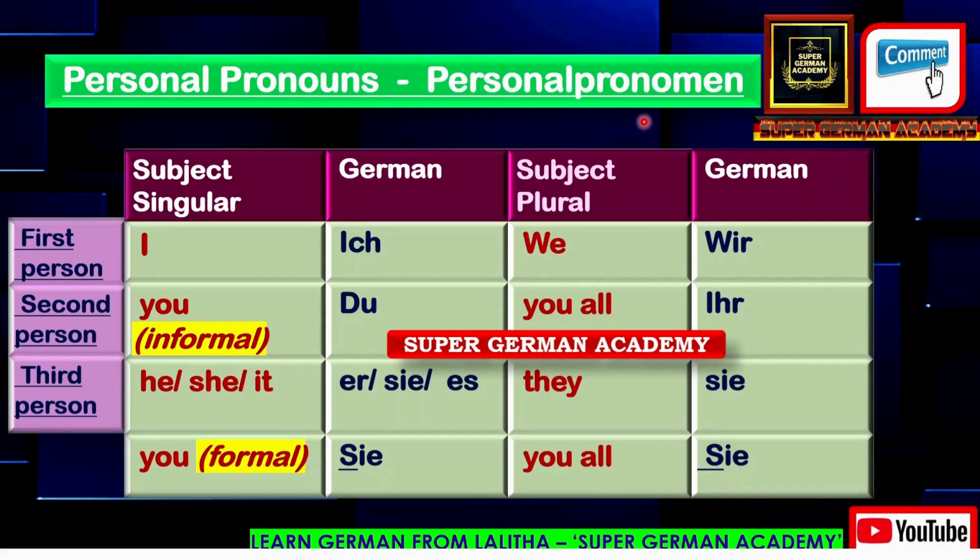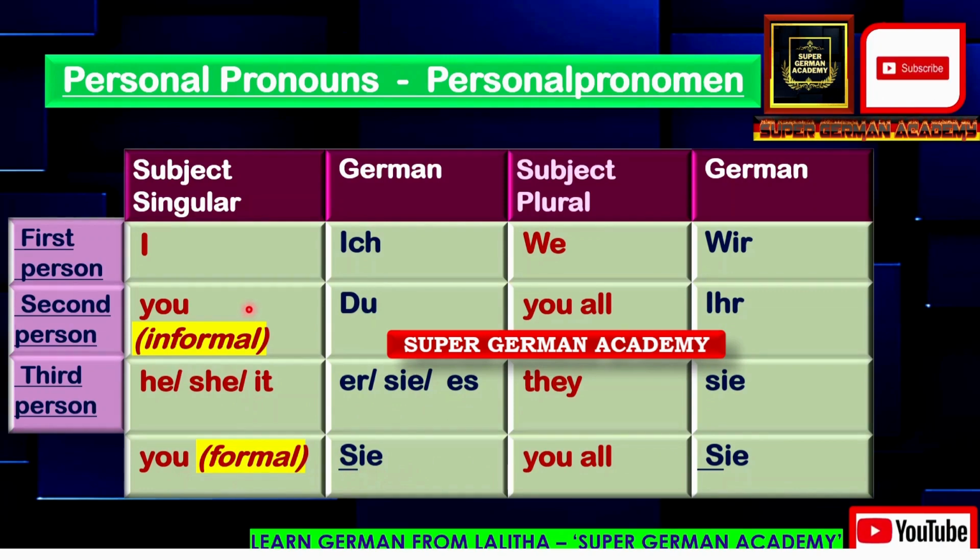Personal pronouns in German are known as Personalpronomen. So let's see how the first person, second person and third person are called in German. This is about subject singular. For I, we say as ich in German. Ich. For you informal, we say as du. For he, it is er. For she, it is sie. For it is es. And for you formal, it is Sie. S is capital letter for you formal.